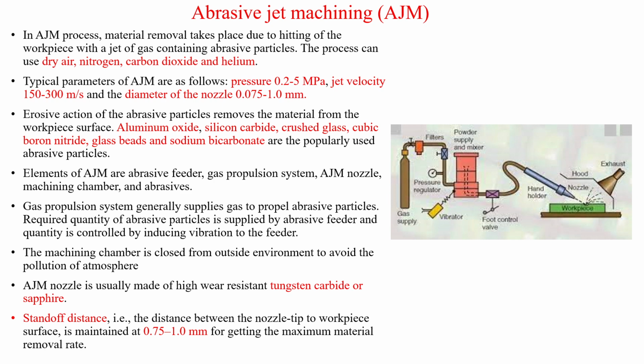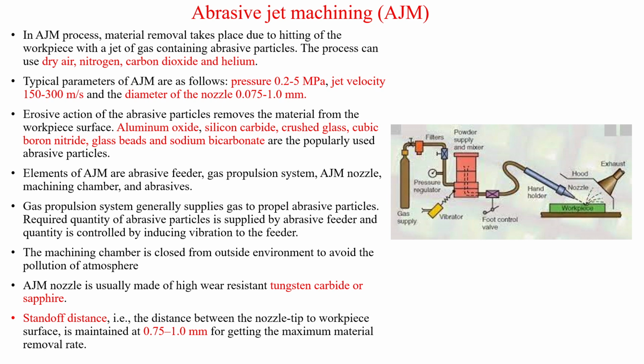Typical parameters for this AJM process: the pressure generally used is from 0.2 to 5 megapascal. This is a very important point. These are the process parameters used in the AJM process. The velocity is 150 to 300 meters per second. It is a very high velocity. And the diameter of the nozzle from which this mixture is coming is 0.075 to 1 mm. Very small diameter, so that velocity will increase.